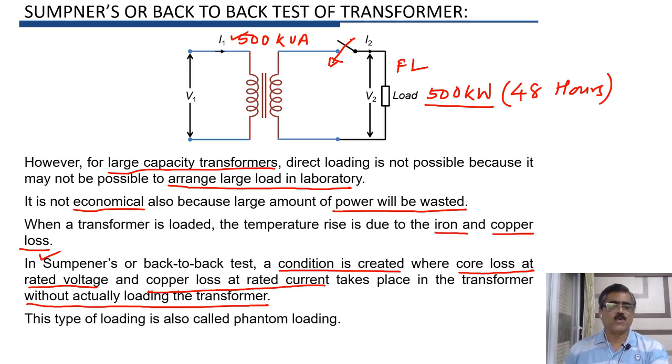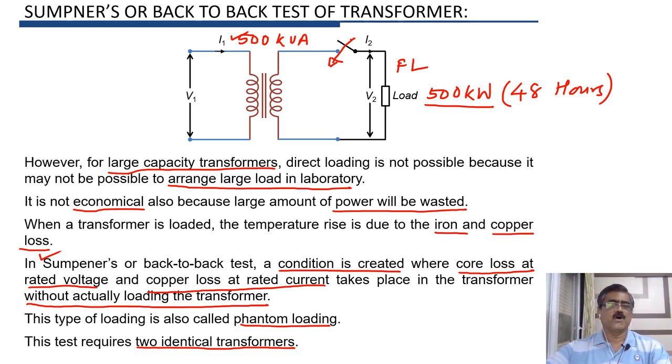Such type of loading of transformer is also called as phantom loading. This phantom loading is used in Sumpner's or back-to-back test. The only limitation of this Sumpner's test is we need two identical transformers for conduction of test, means the transformers of same size and same voltage ratio are required to conduct the test. This is the only limitation of Sumpner's or back-to-back test.